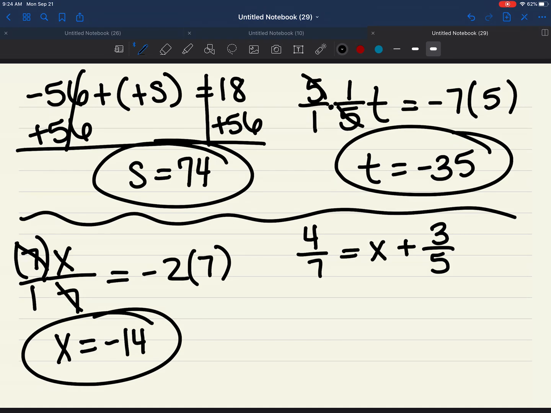Yes, what would that be? 35. Okay, change this first one to a fraction over 35 by multiplying by 5. What would that give you? 20 over 35.